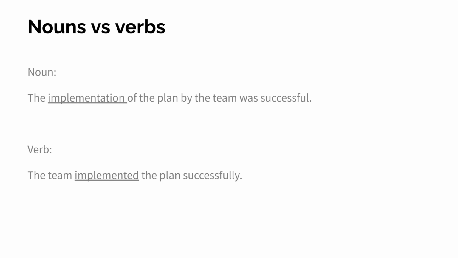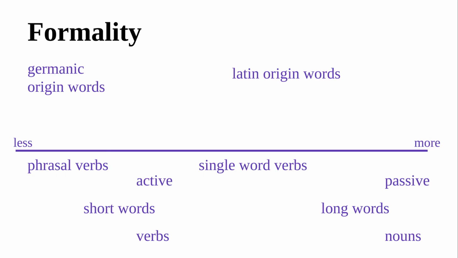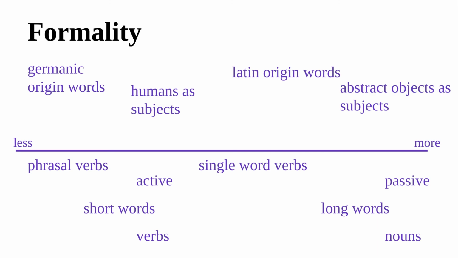Choosing active voice or passive voice affects the formality of your sentence. And what kind of information goes in your subject position can also affect the formality. If your subject is human or concrete, it's less formal. If your subject is very abstract, if you use an abstract object there, it becomes a lot more formal.